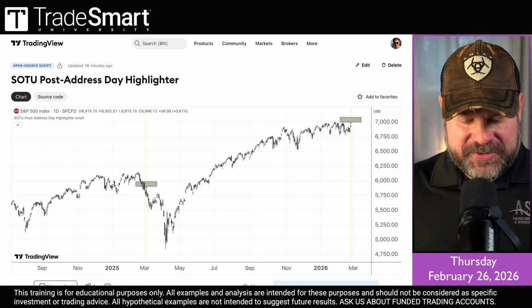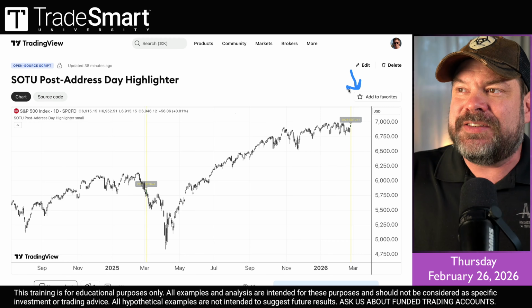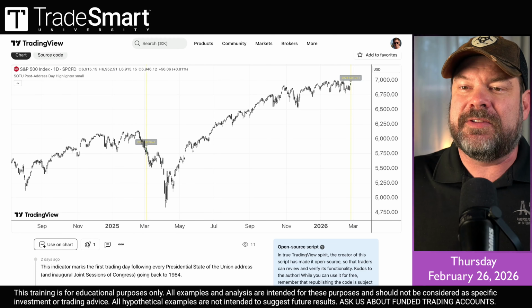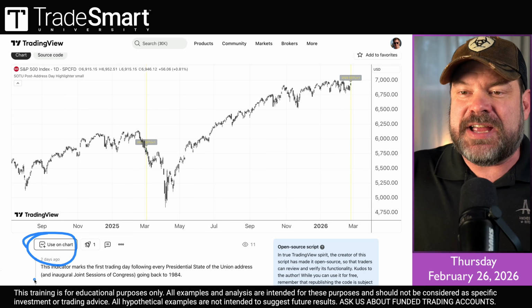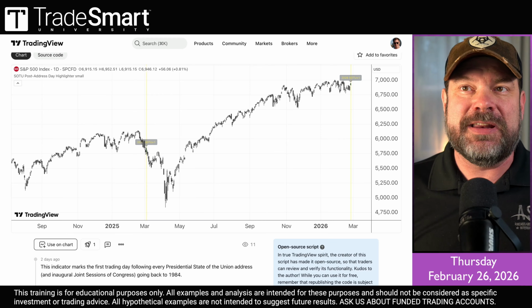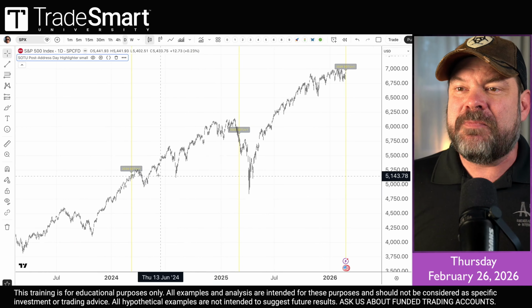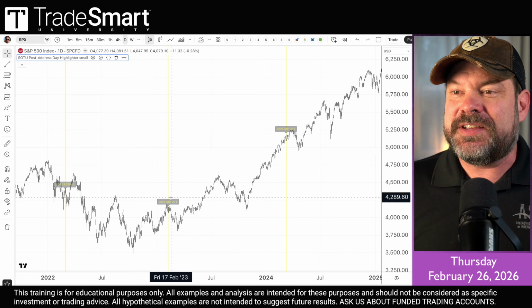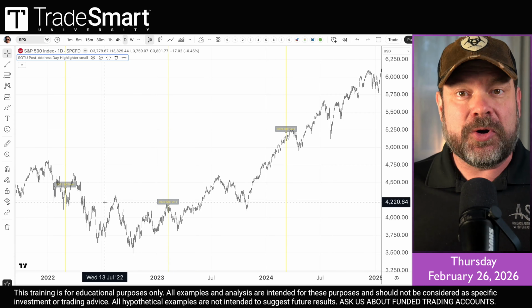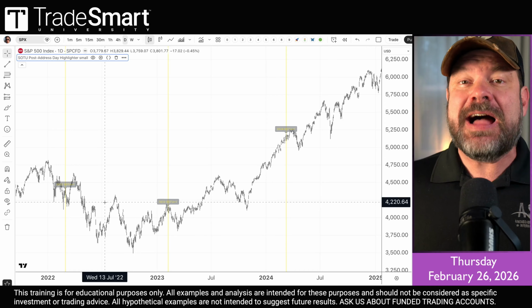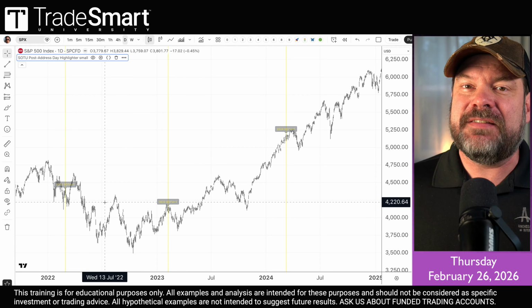It's totally free. You simply come to this page. You can add it to your favorite indicators or scroll down a little bit and simply click Use on chart, and it'll put it right on your TradingView chart for you. I encourage you to go back and see if the market doesn't tend to sell off shortly after the presidential address.